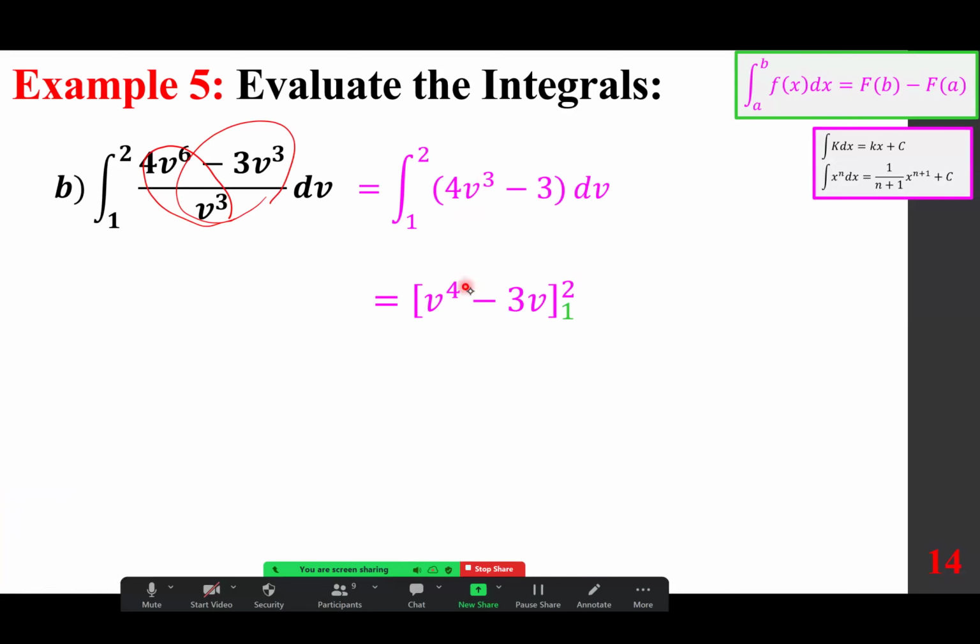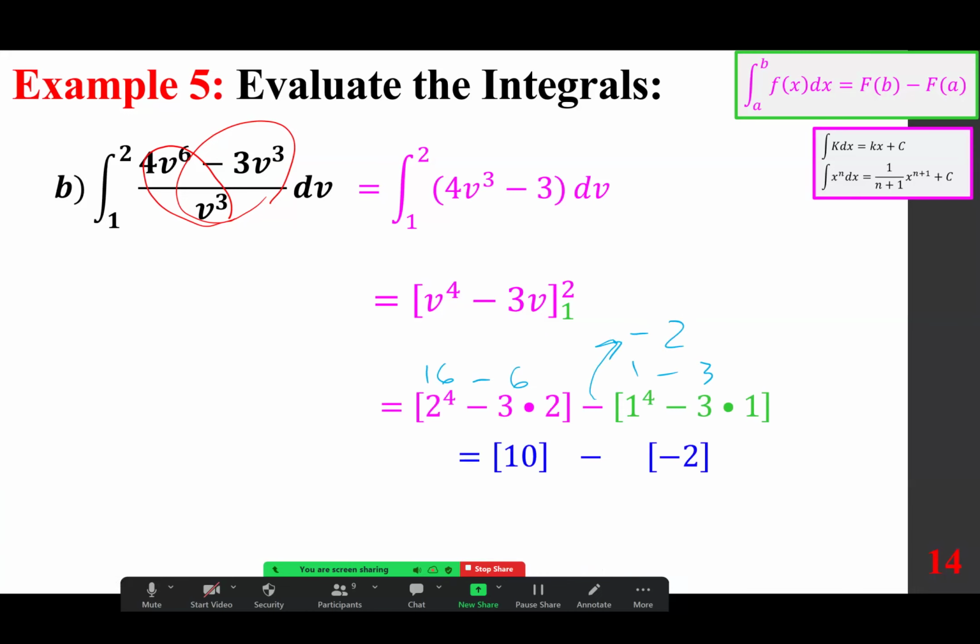We're going to plug in 2. We get 2 to the power of 4 minus 3 times 2, and then minus, plug in 1. We get 16 minus 6, which is 10. We get 1 minus 3, which is negative 2. And now it makes it positive 2. The result is 12.